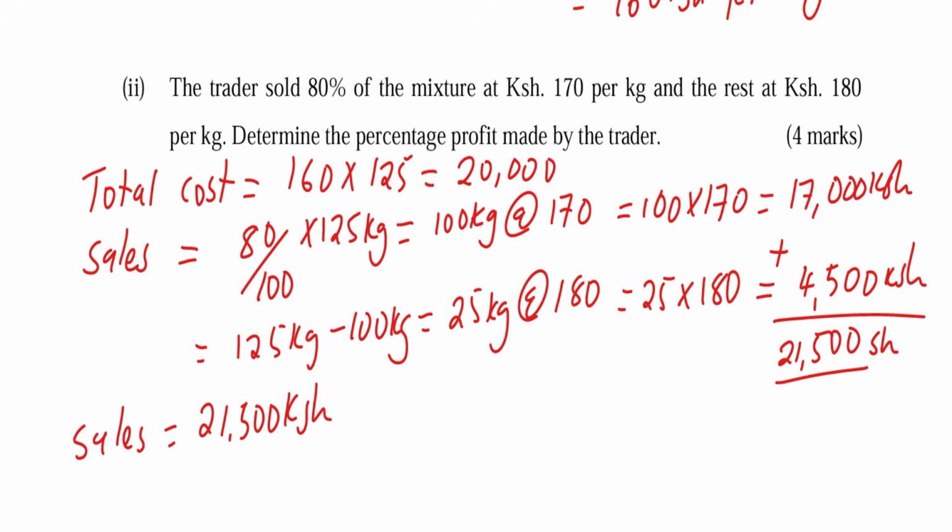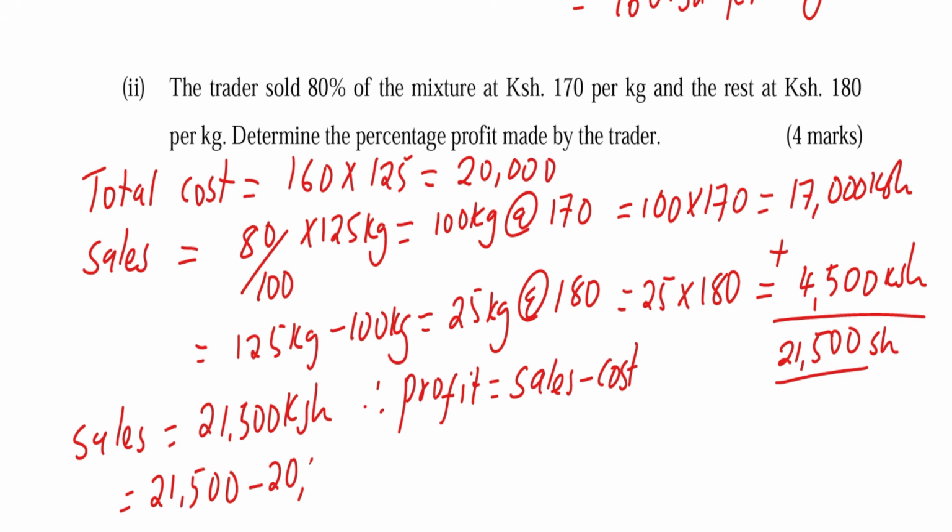Now, profit is equal to your sales minus cost. So his sales was 21,500 minus his cost, which is 20,000. So that gives you your profit. If you subtract that, 21,500 minus 20,000 gives you 1,500. That is his profit.